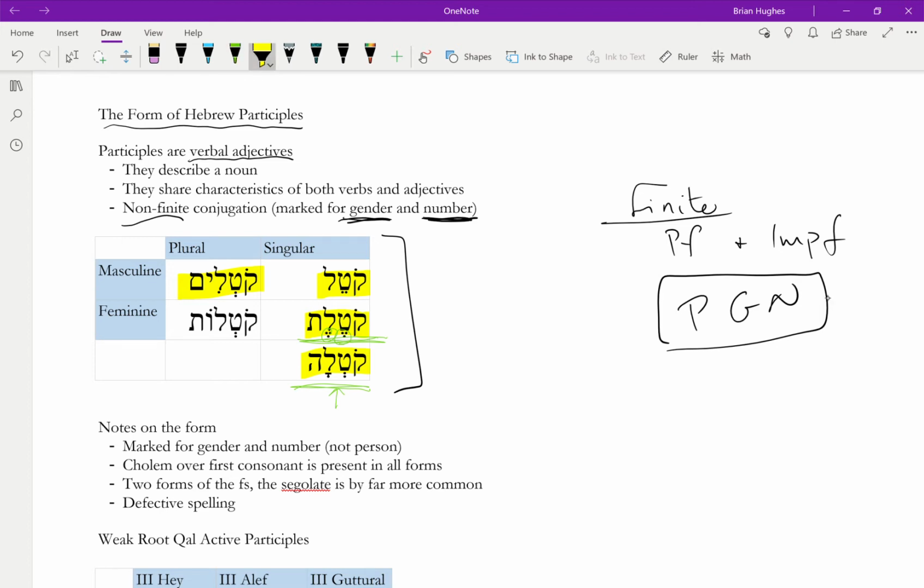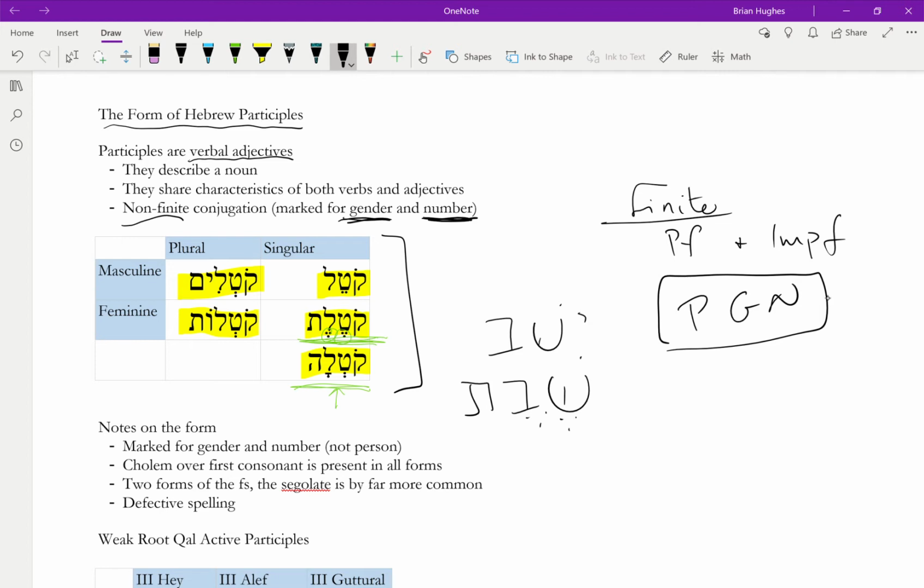And then for the feminine plural, we get kotelot. So just real quick, we've seen the segolization before in our first yod vav infinitive constructs. If you remember, if we take the verb yashav, to sit, dwell, or inhabit, which is a first yod vav verb, then in its infinitive construct form, we get shevet.